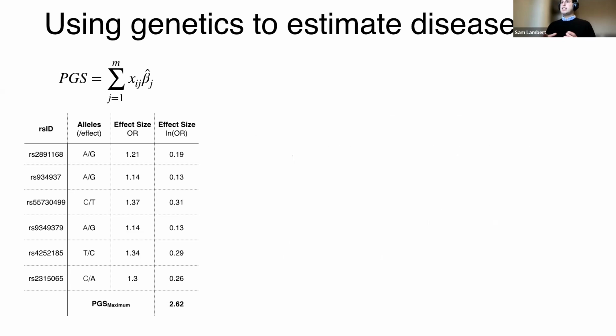So basically, we can get an estimate of the person's polygenic score by taking the genetics, so how many copies of each of the bad alleles they have at all the different positions in their genome. And then if they had 2 copies of all the bad alleles, so that's the maximum you could have, the maximum polygenic score, the worst you could have is a score of 2.62.